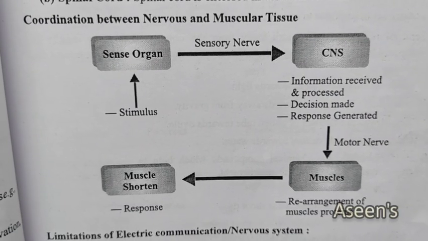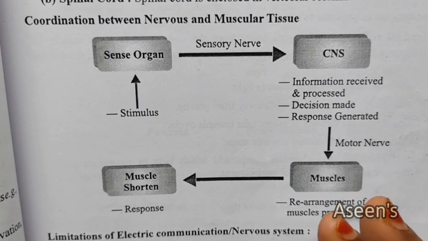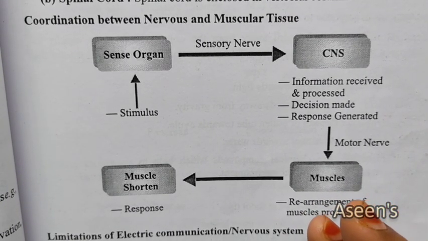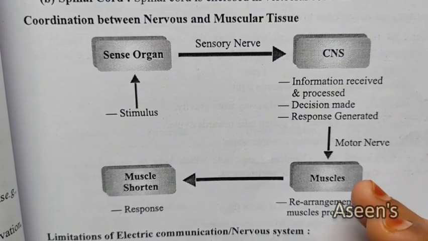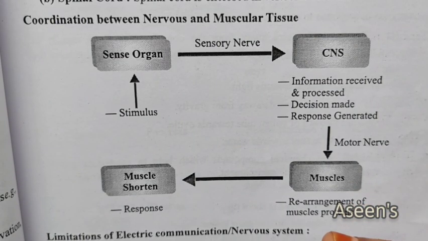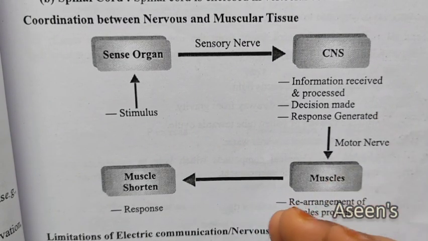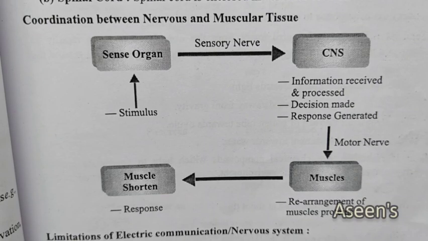Next, let's talk about how coordination happens between nervous and muscular tissues. In the introduction of the chapter, I have already told you that your nervous system will coordinate with the muscular tissues, your muscular system, in order to reflect its decisions or whatever messages it has generated. It will be reflected upon your muscular tissues. The point is, how does this happen?